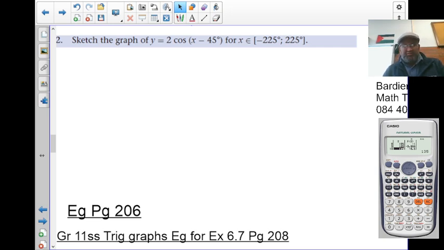Well, you said steps of 45. What's 225 plus 45? 270. Just check there. 270. Let's just make it 270 instead. Otherwise, it's going to give me odd values there.